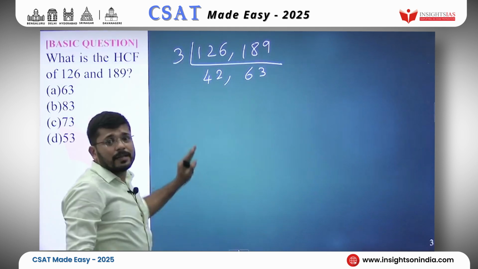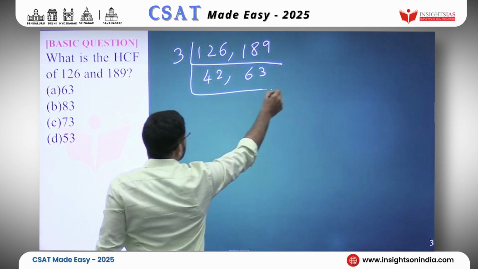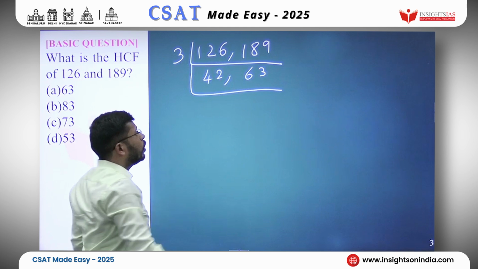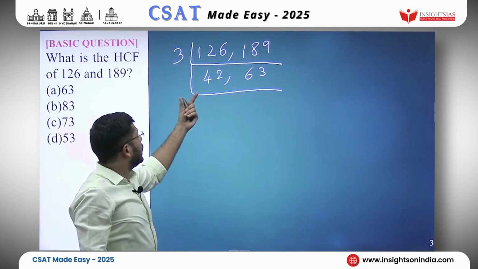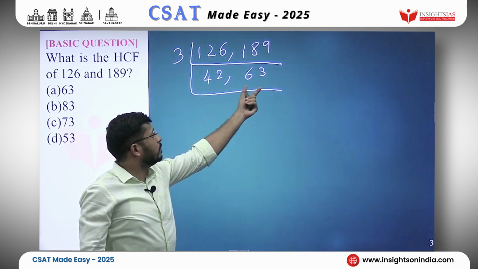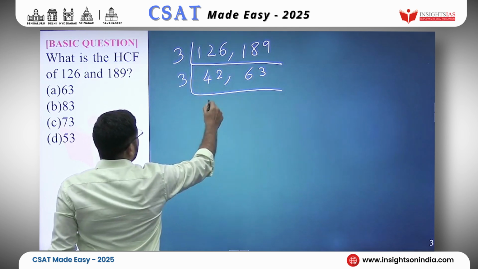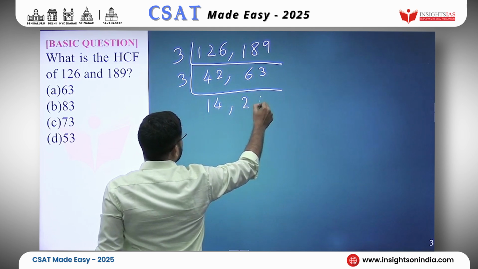Then what do we do? We repeat the same thing for these two numbers also. What we did for 126 and 189, we will repeat the same for 42 and 63. Does 2 divide them? No. Does 3 divide them? Yes, because the sum of digits is 6 and the sum of digits is 9. So both are divisible by 3. 3 1s are 3 and 3 4s are 12. 3 2s are 6 and 3 3s are 9.